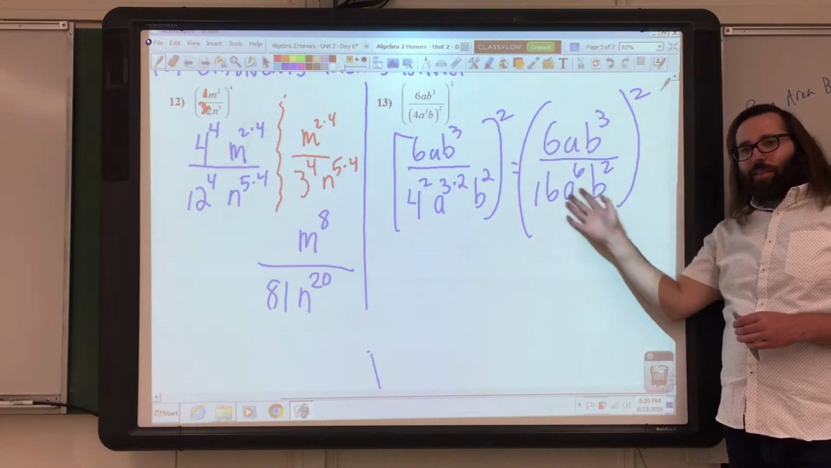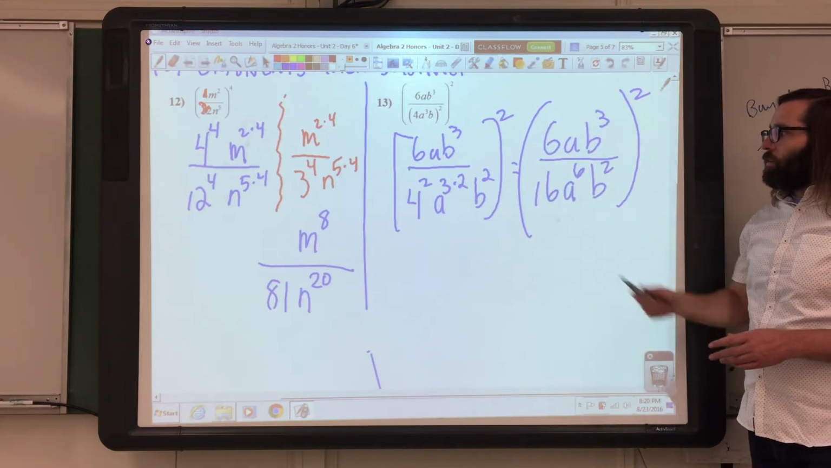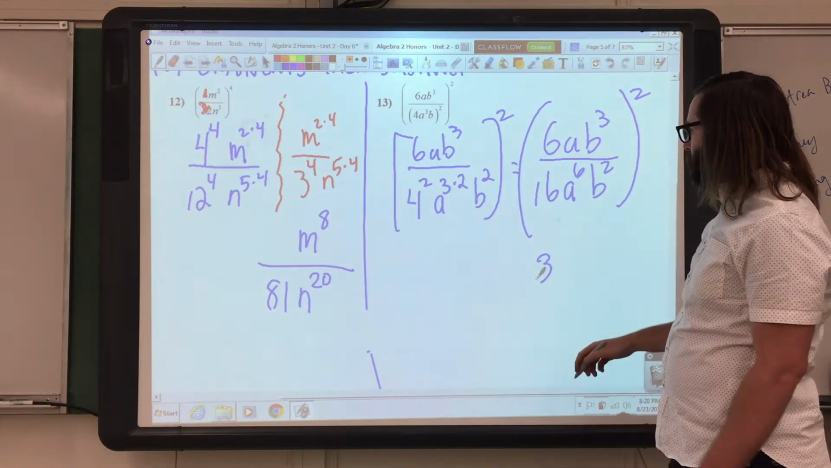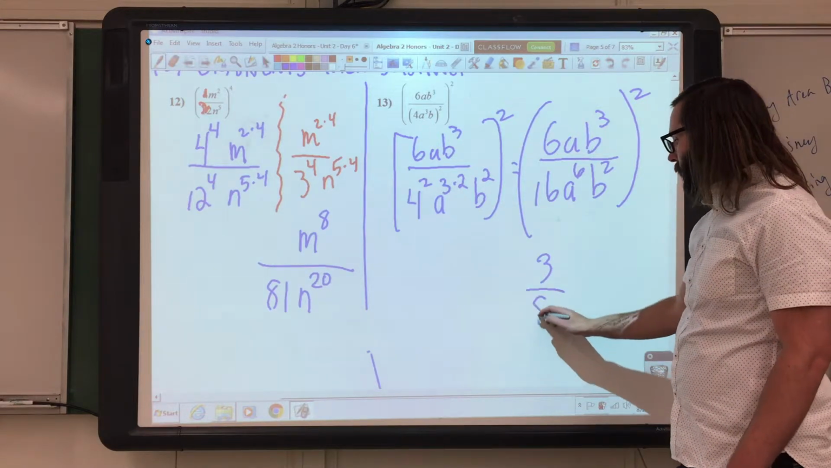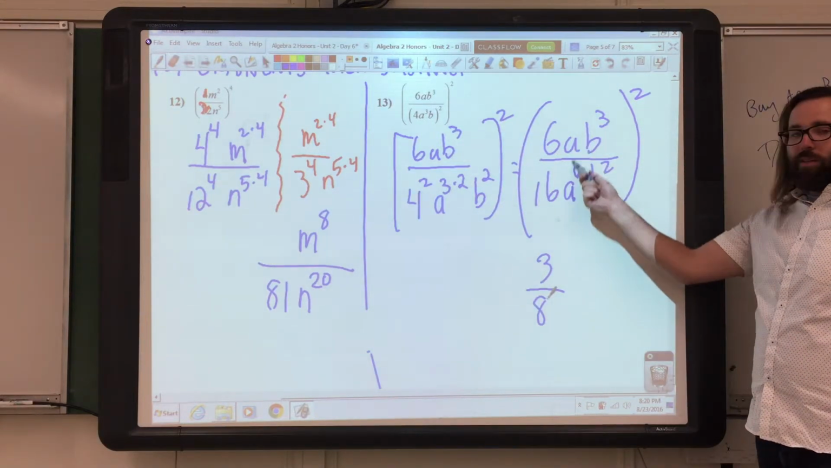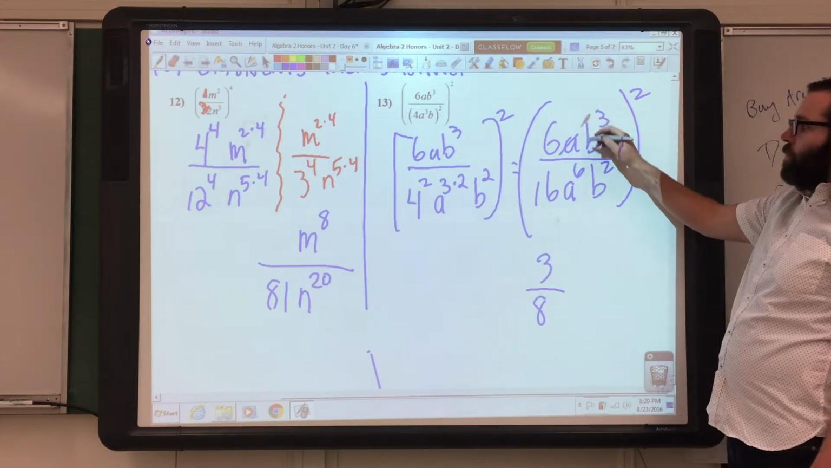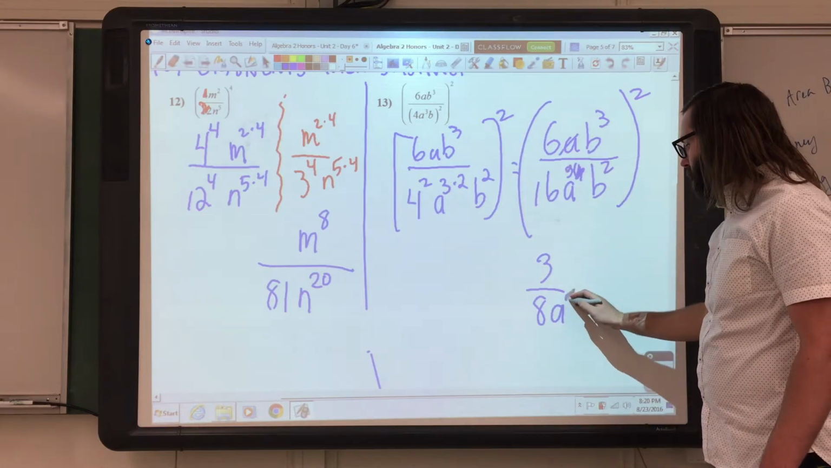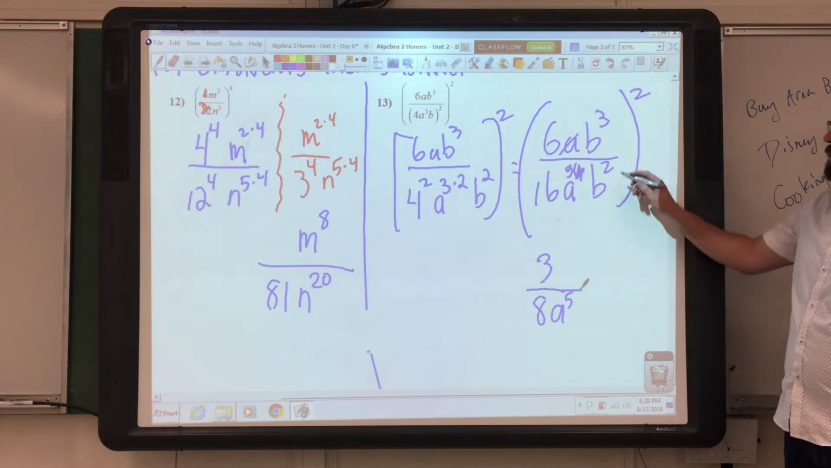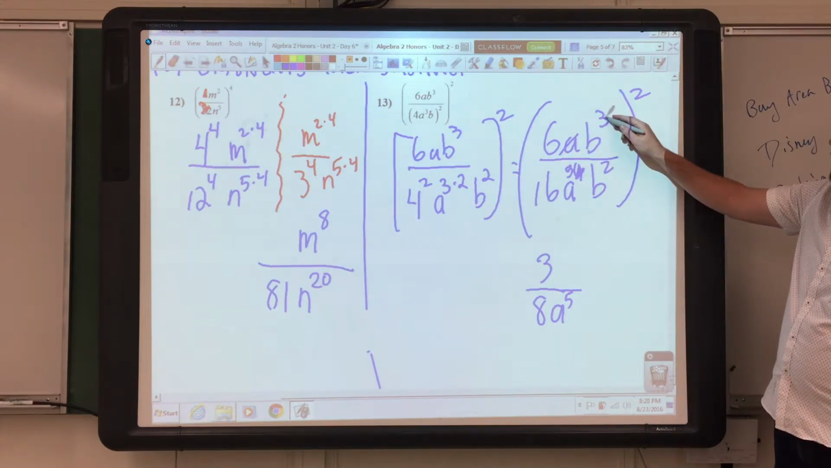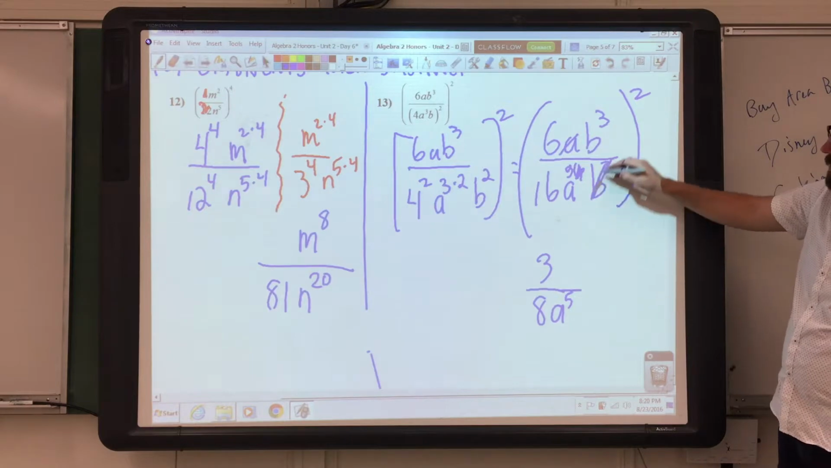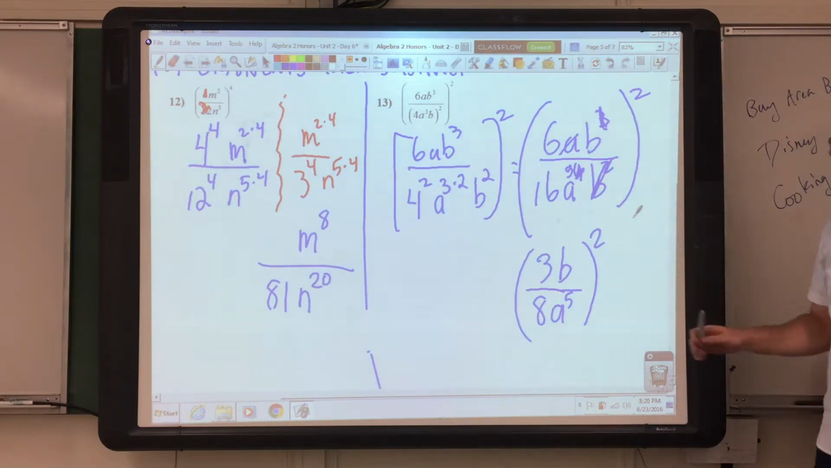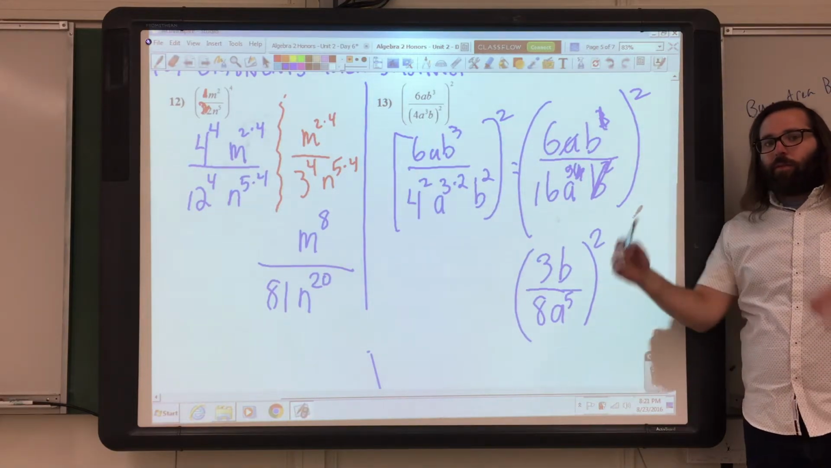Let's see if we can simplify this inner part. We can factor out something here. We can divide these by 2, so you get 3 and 8. We can get rid of some of these a's, so it cancels. You can think of this as 1 minus 5 or 1 minus 6. We can cancel them out, so you have a to the 5th down here. Over here, we have b and b, so 3 minus 2. This cancels out. So you have 3b over 8 a to the 5th, squared.